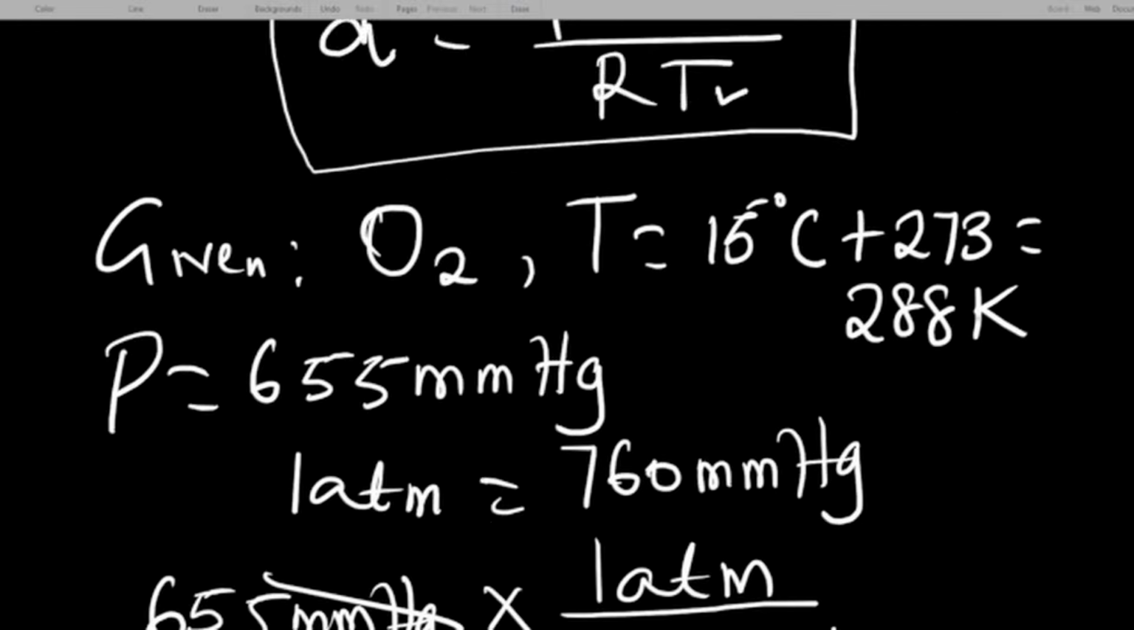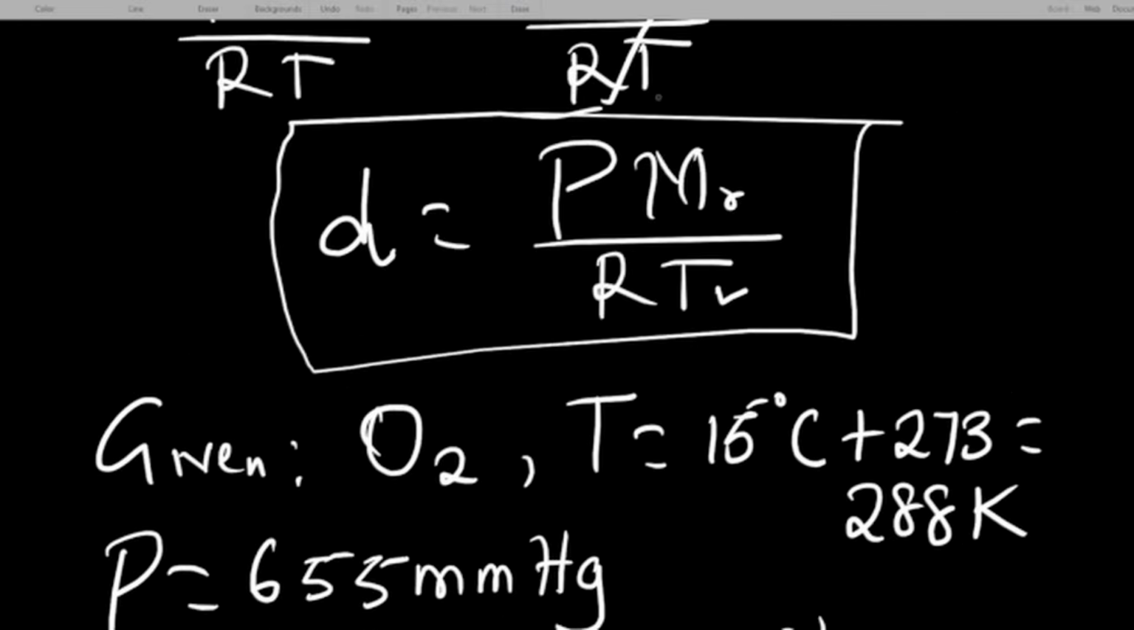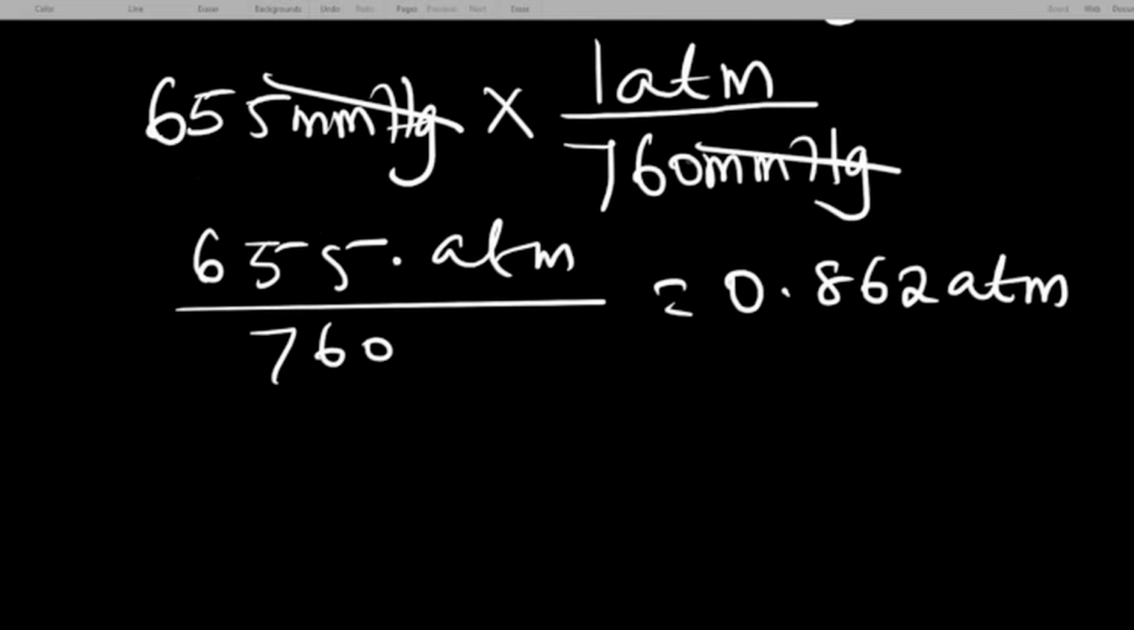The next one is to find the molar mass. Remember that here we have a pressure in ATM, we have the molar mass, we have the ideal gas constant, which is a constant value, and we have our temperature. So all we're looking for right now is the molar mass. So we're going to use the atomic mass unit of oxygen to find the molar mass.